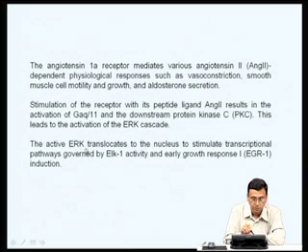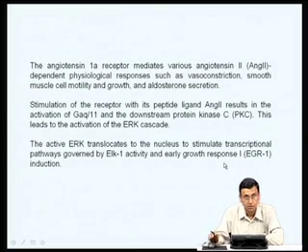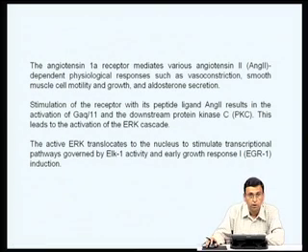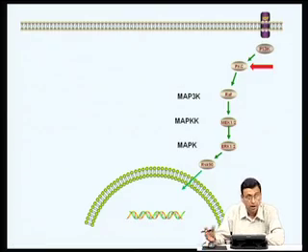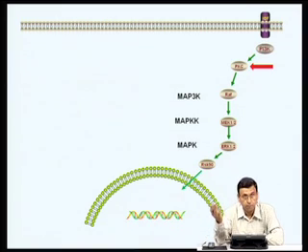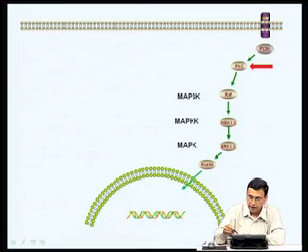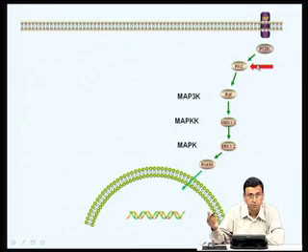This extracellular receptor kinase then translocates to the nucleus and stimulates the transcription pathways governed by the ELK activity and the EGR1 transcription factor, which is the early growth response gene product. Similarly, insulin-like growth factor, again a very important molecule involved in cell proliferation, acts through a PI3 kinase pathway. This is the receptor tyrosine kinase pathway. We are going to discuss in the next class what these receptor tyrosine kinases are.